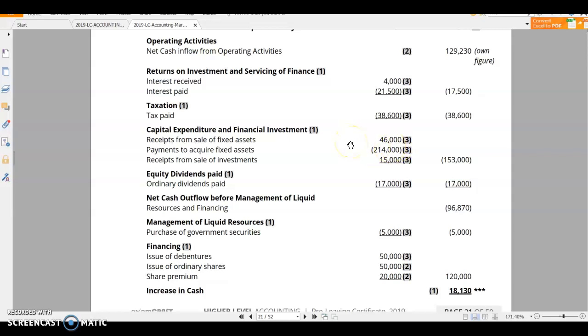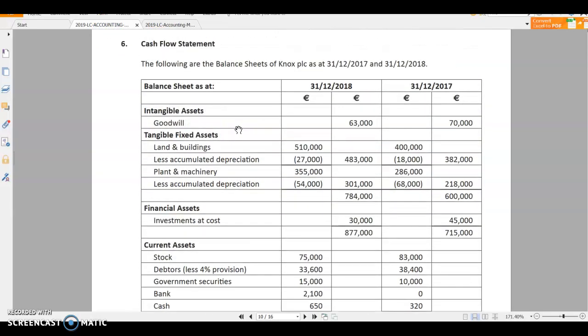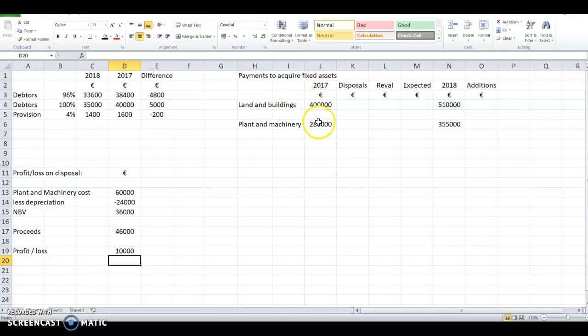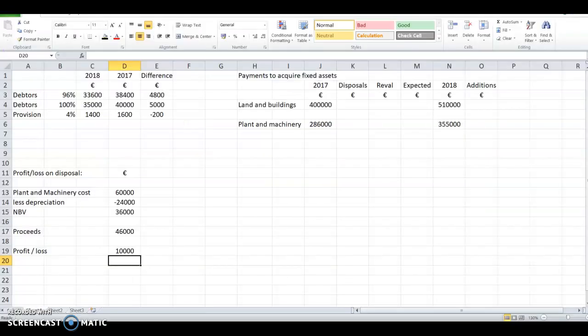There's a little bit of working out to these. Let's start with what the fixed assets were last year. December 17: 400 grand land and buildings, 286 plant machinery. By 2018, they are 510 and 355. If it was a really simple question, I would subtract those from each other and that would be my additions, but there's a little bit more going on here.